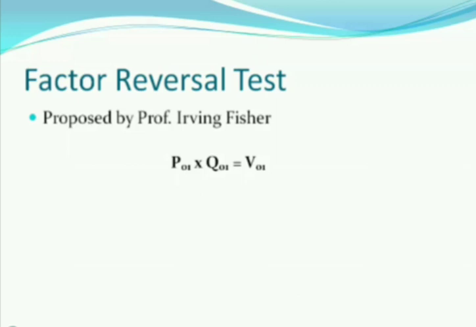Okay. So this factor reversal test requires that the product or the answer of price index and quantity index number should be equal to the corresponding value index number. So according to FRT, the relation P01 into Q01 should be V01. If this is satisfied, then that means factor reversal test works. But this factor reversal test is satisfied only by Fisher's index number.